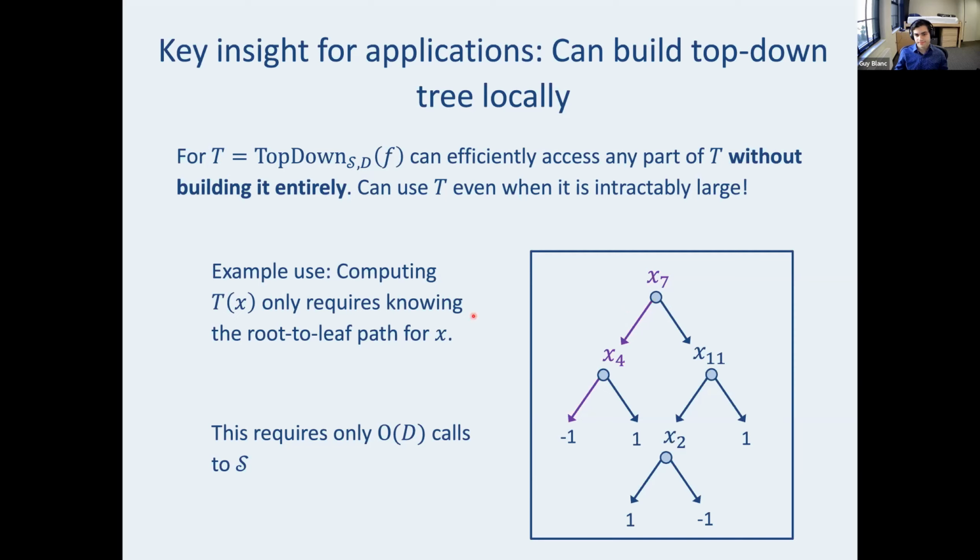Okay. I have a question. Yes. So this local building idea, I can see how you can figure out what path you'll take just by calling S repeatedly, but how will you know what the number you output at the end is? Isn't that the thing you normally have to store?